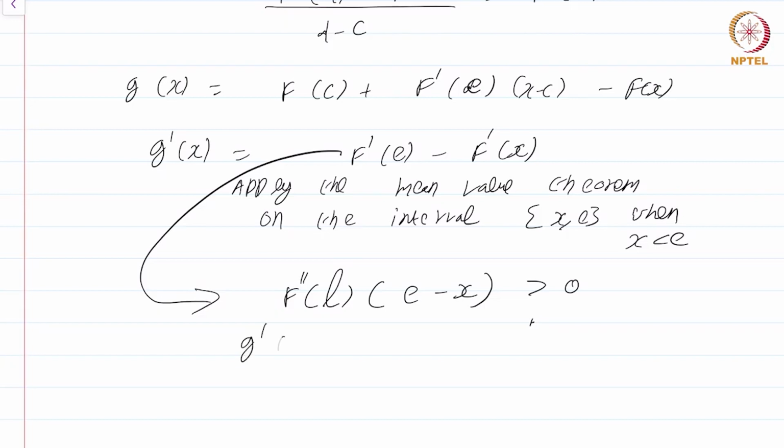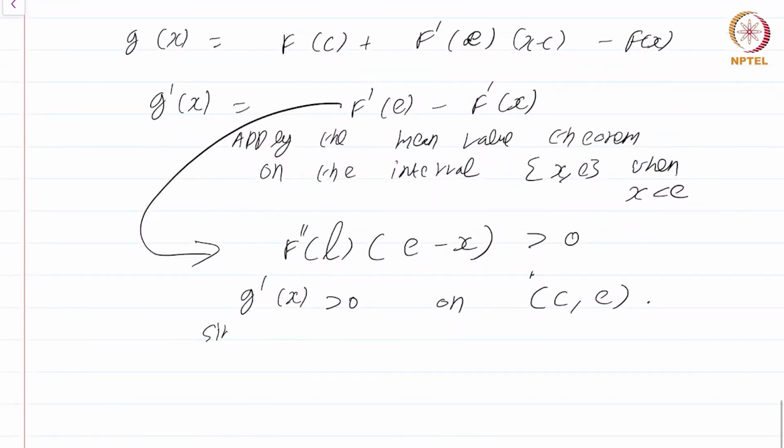So what we have concluded is that g prime of x is greater than 0, not just on the interval, but on (c, e). X could have been any point in the interval (c, e), and we could have applied this argument to conclude that g prime of x is greater than 0 here.